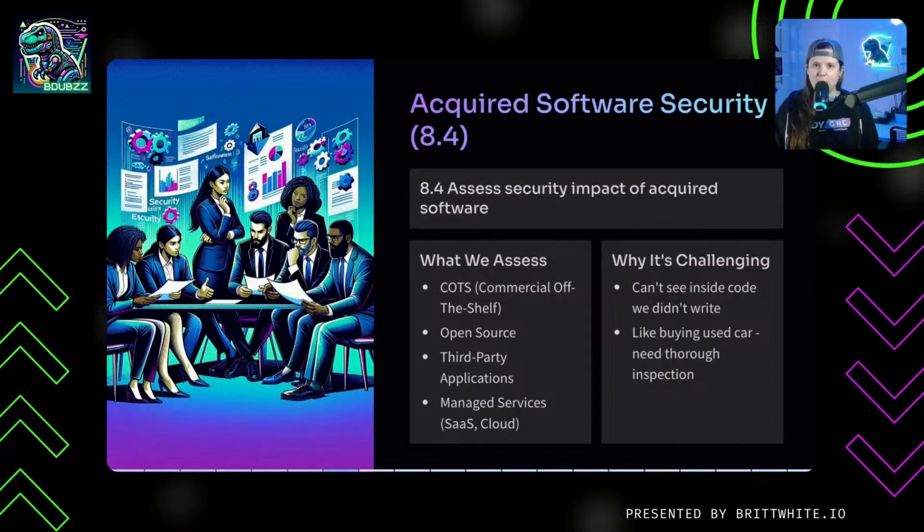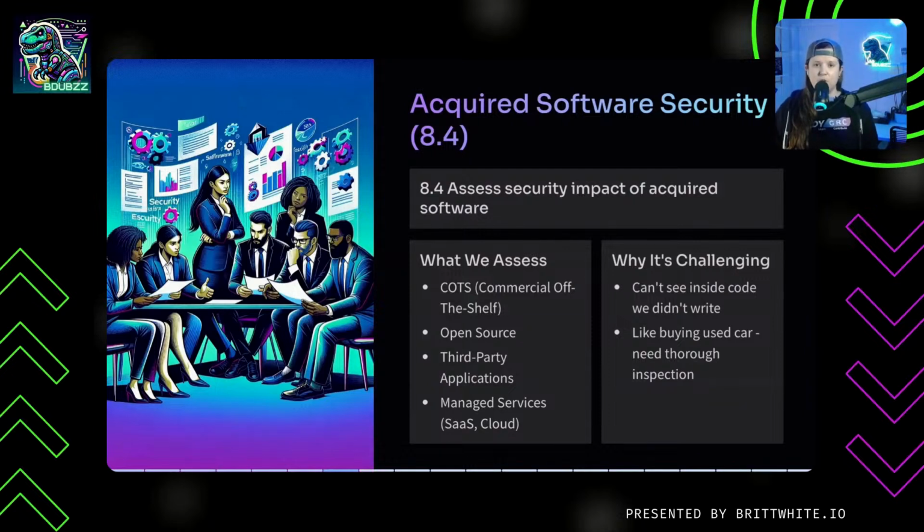This covers anything we didn't build, like commercial off-the-shelf products or COTS, open source code, third-party apps, or managed services like SaaS or AWS. Each comes with its own security considerations and risks that need thorough evaluation. So why is this tricky? Well, since we didn't write it, we're not completely sure what's inside.